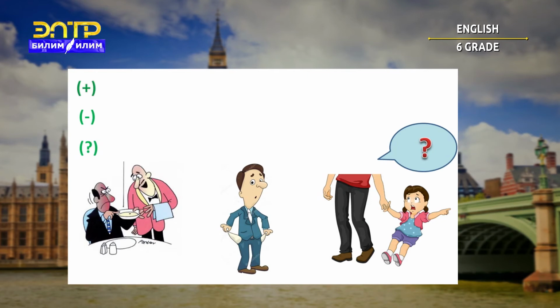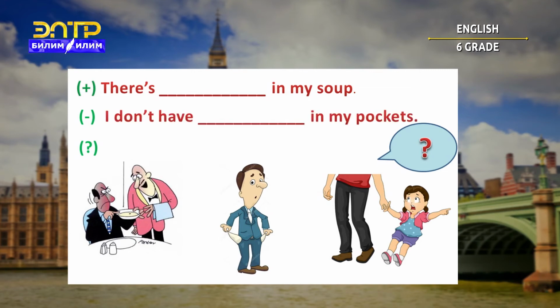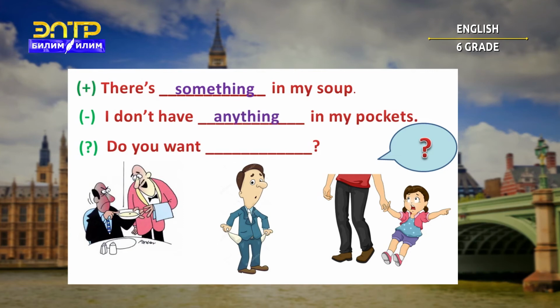Now, students, look at the situations we were talking about at the beginning of the lesson today. Read the positive and negative sentences and questions and complete them with the correct indefinite pronoun. So, here the topic is a thing. A positive sentence: There is something in my soup. A negative sentence: I don't have anything in my pockets. A question: Do you want anything?